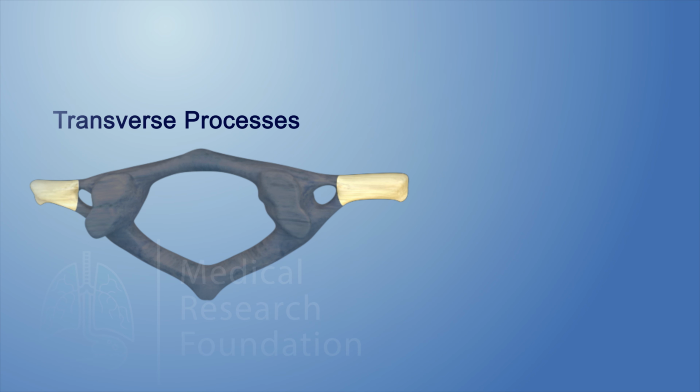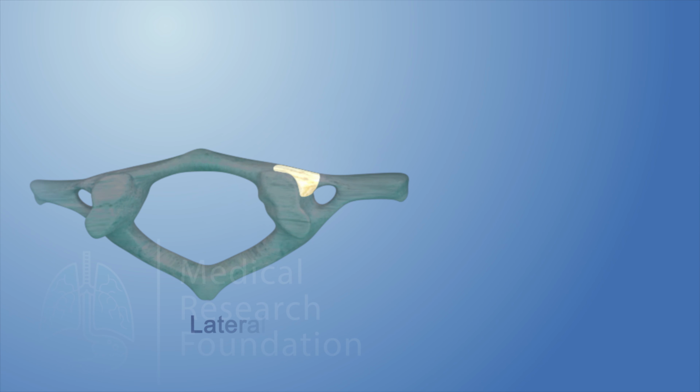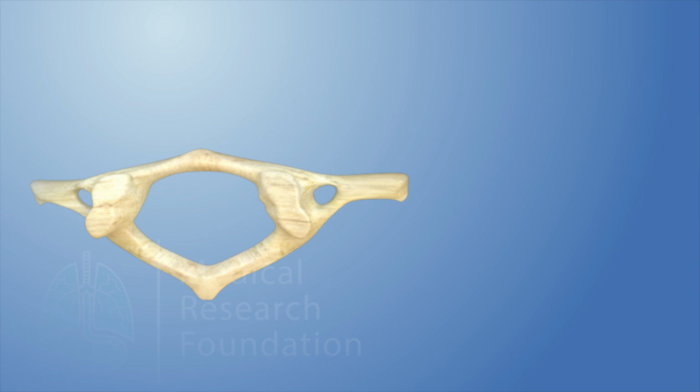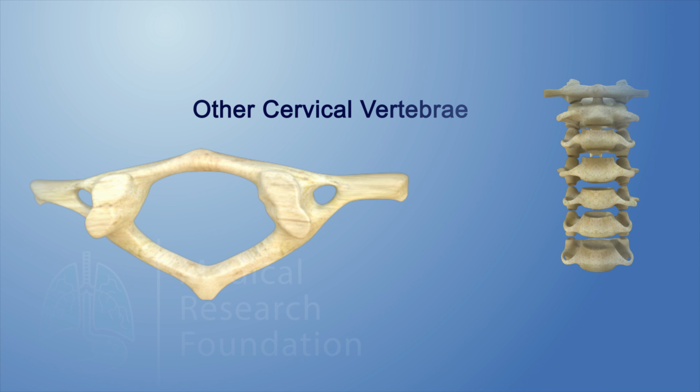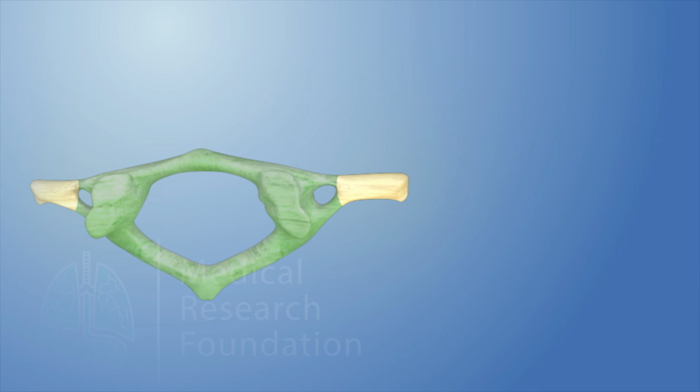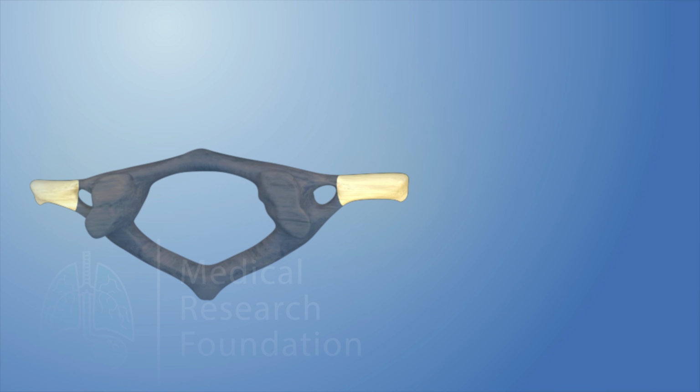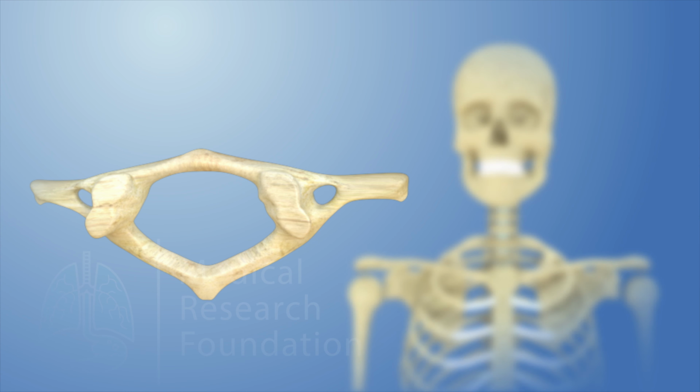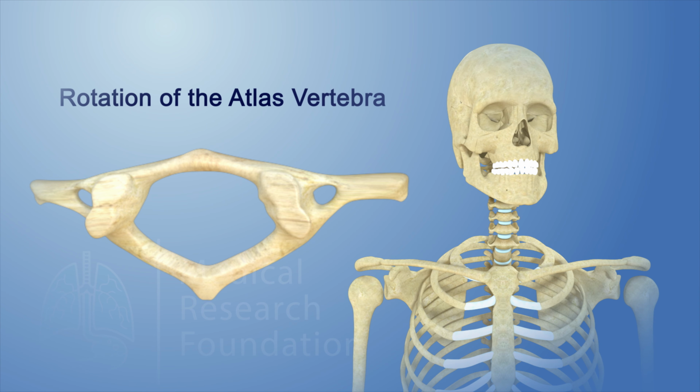The transverse processes project laterally from the lateral masses. They are strong and larger than that of other cervical vertebrae. The elongated transverse processes act as efficient levers for the rotation of the atlas vertebra.